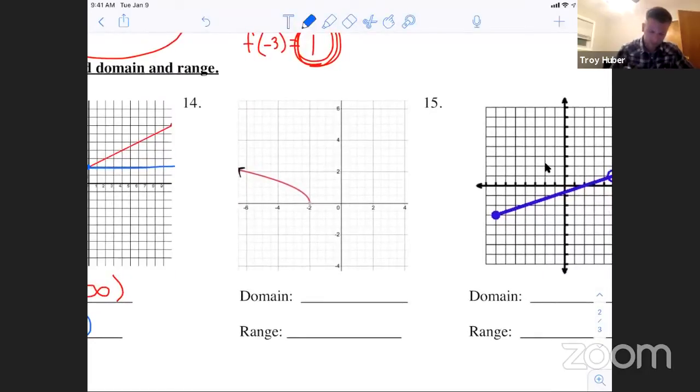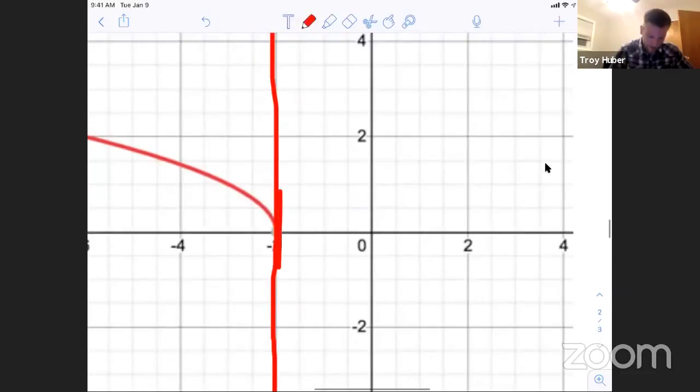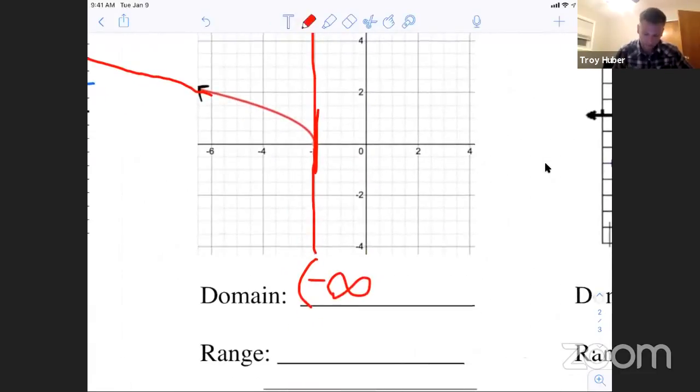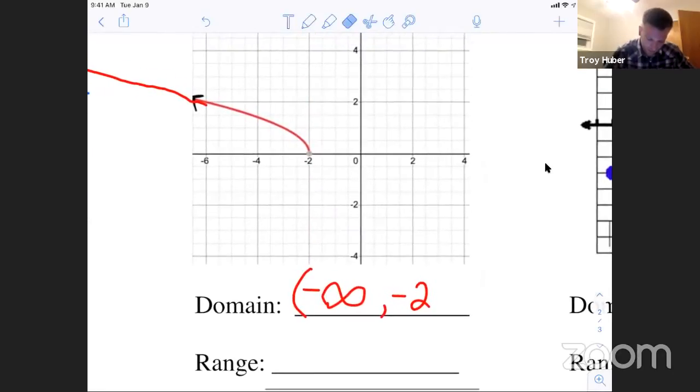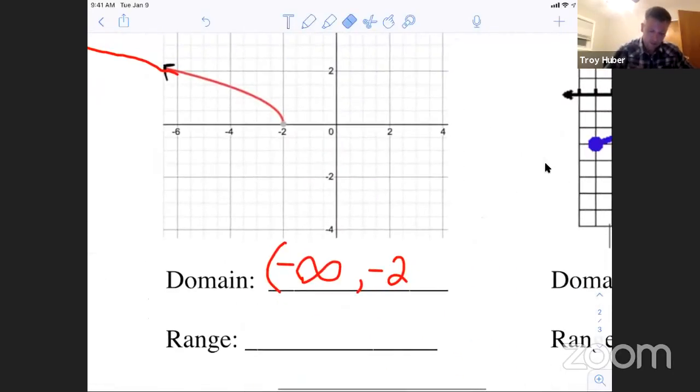On to number 14. So we start left and right. So I start on the left side. Notice that this is continuing to the left forever toward all those negative numbers. So it's going to go to negative infinity. However, it only goes as far right as this point right here at x is equal to -2. So I'd say -2. And notice that it's a filled in circle on -2. So we have to include that by putting that bracket.